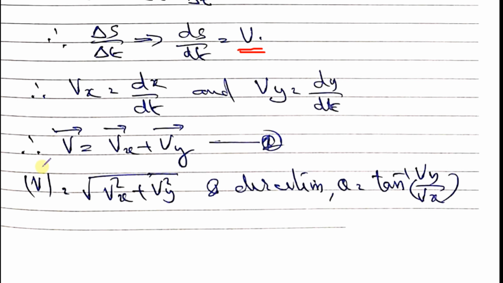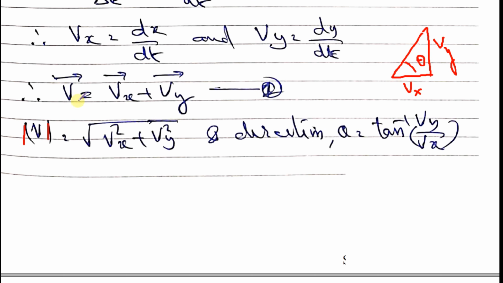Then the magnitude of this vector will be the square root of vx square plus vy square, and the direction theta will be tan inverse of vy by vx. So this is theta, this is vx and this is vy. Therefore, tan theta is equal to vy by vx, or theta is equal to tan inverse of vy by vx.